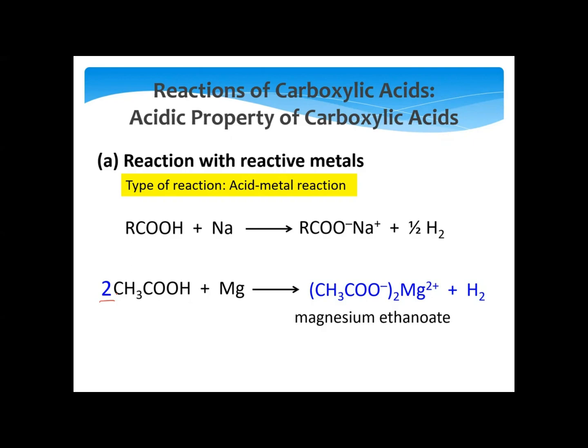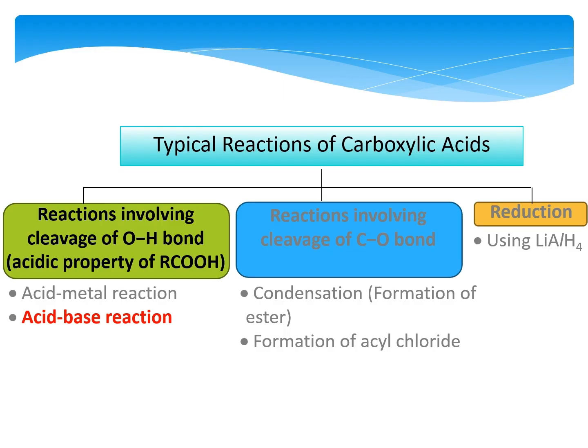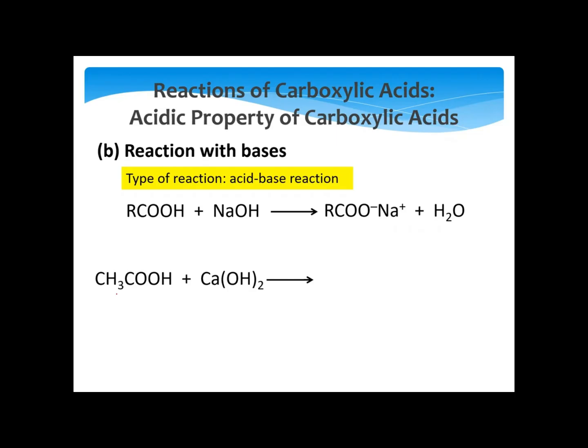Next, we have reaction with bases. Now let's take a look at how this acid-base reaction can take place. Carboxylic acids will also react with NaOH to give you the salt and water. For this example, given calcium hydroxide and ethanoic acid, we'll form the salt calcium ethanoate. Take note of the formula of calcium ethanoate and balance the equation. Water will also be formed in this case.